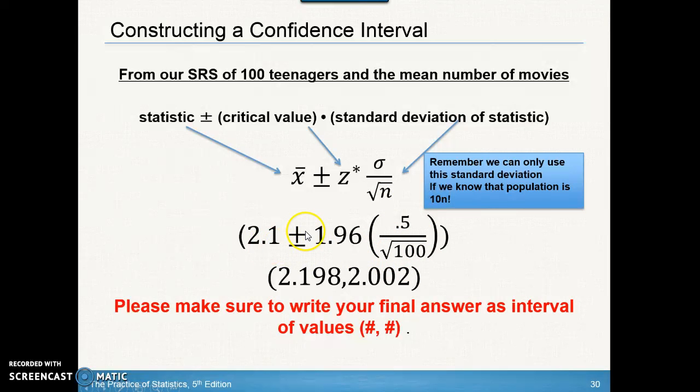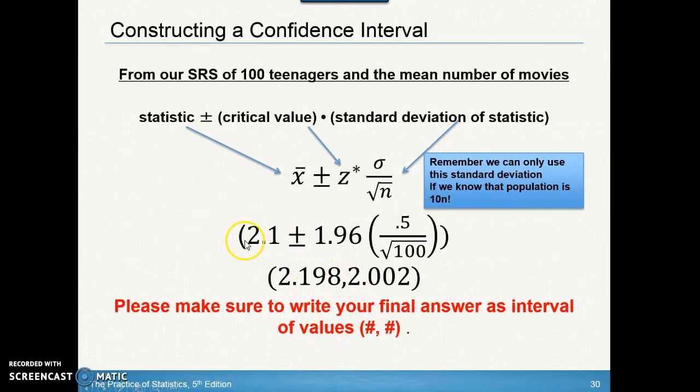Notice how it's plus or minus, so we're adding the margin of error and subtracting the margin of error. Why do we do that? Remember, that allows us some wiggle room that says 2.1 might not be exactly correct, but the true population mean could be somewhere within the specific interval. And there's your final answer.